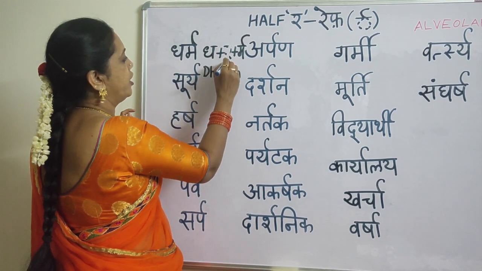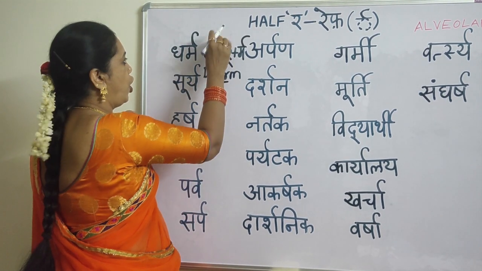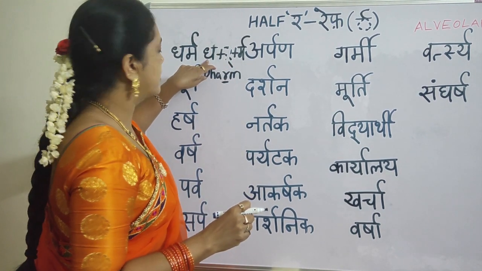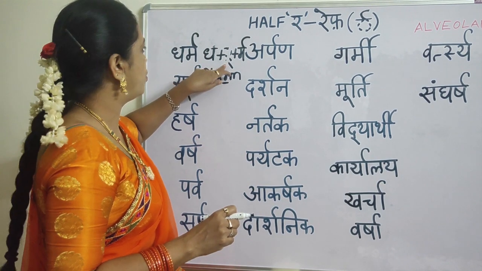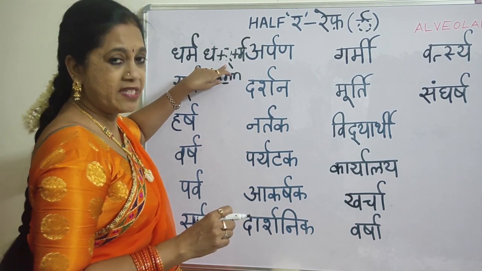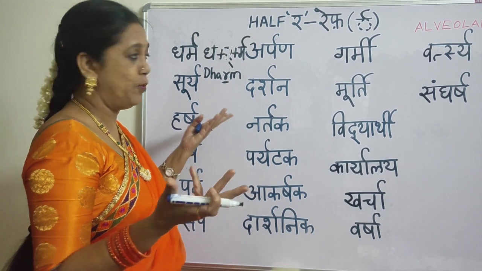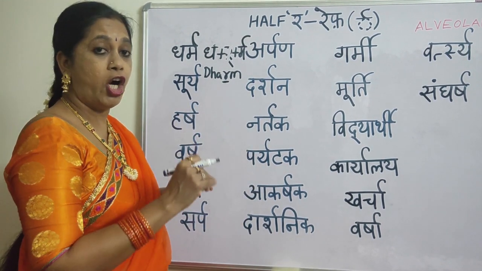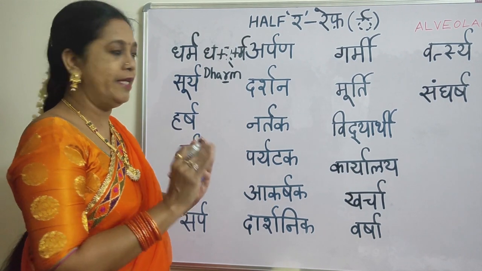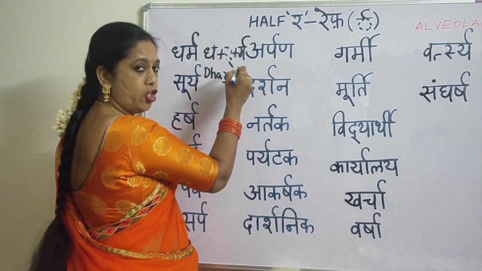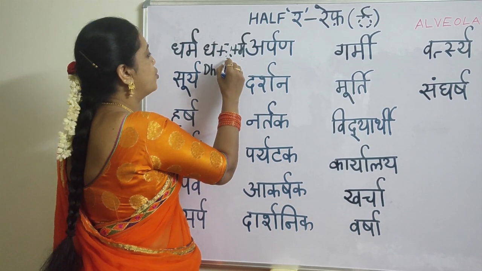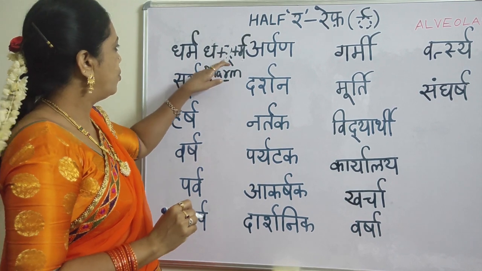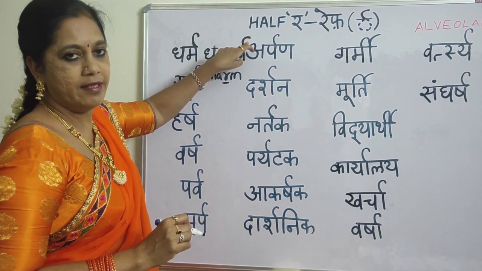Now immediately you cannot think this ra sound will come here. It is wrong. It should not come over this. Instead, after this letter only this sound is coming. As this letter is a half sound, it doesn't have anybody's support. So what it will do, it will take the support of another consonant which has got a vowel in it. So it goes over that matra.